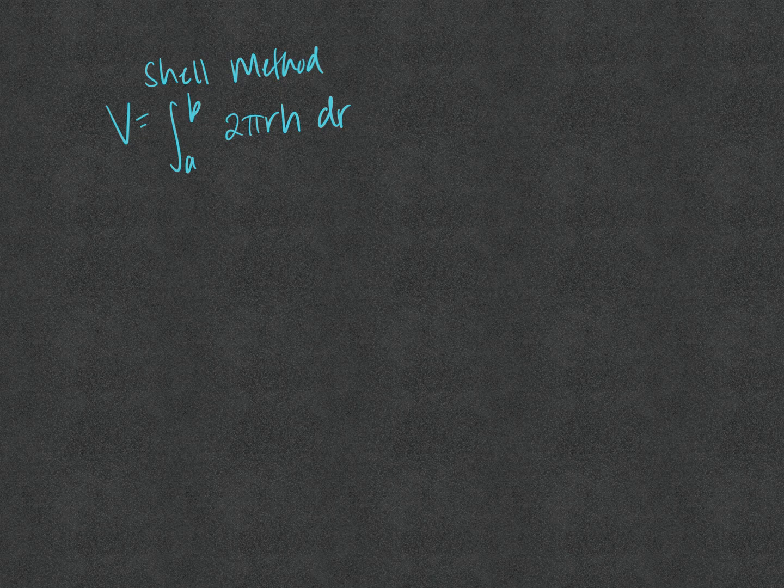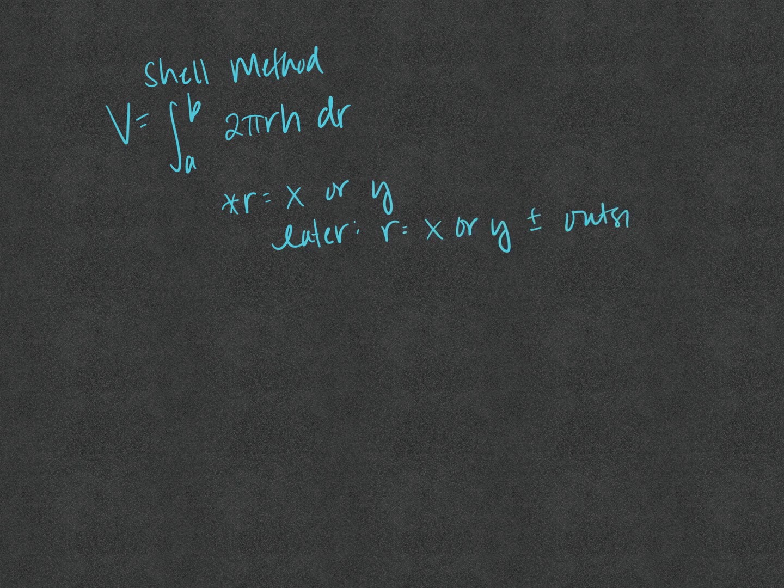So there are some important notes we want to make. First of all, r is going to be x or y. Later, not right away, r is going to be x or y plus or minus an outside line. Okay, so that's a change we're going to make later. Right now it is x or y. Let's talk about this figure right here. Let's go back to this one.